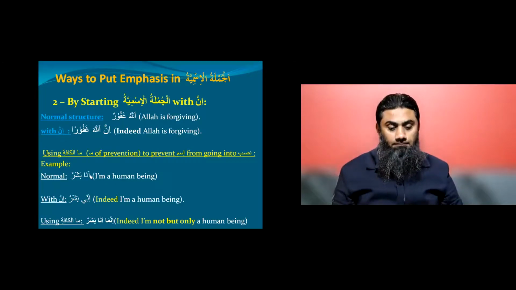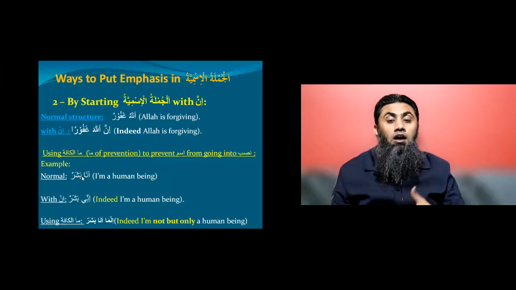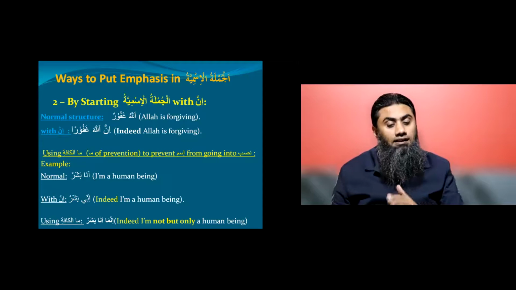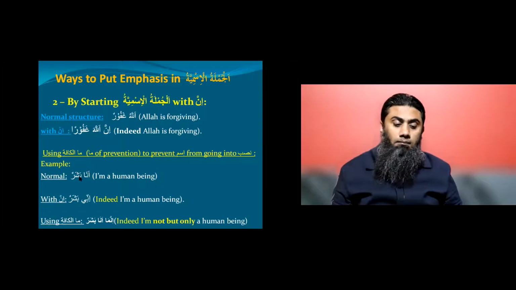Example, look at this one. Ana basharun. Ana means I. Basharun means human being. I am a human being. Again, there's no word for am. How do you put am? According to the context. Ana means I. Basharun means a human being. I am a human being. Clear?